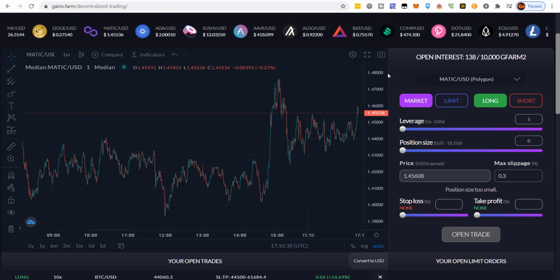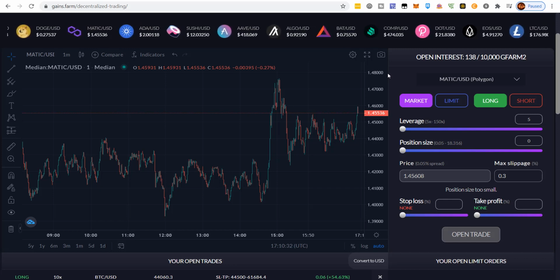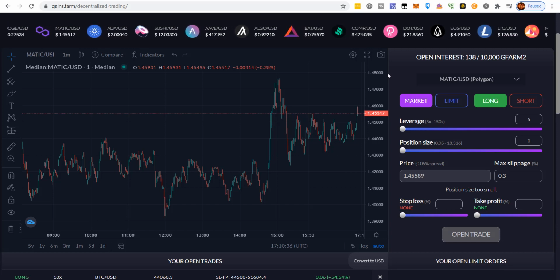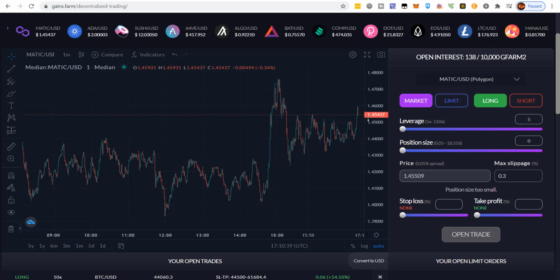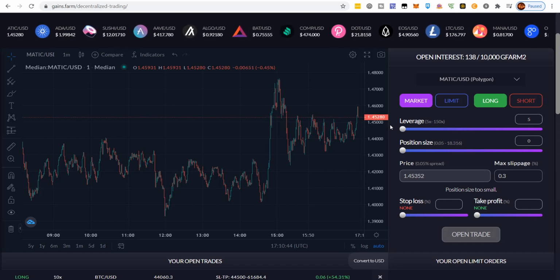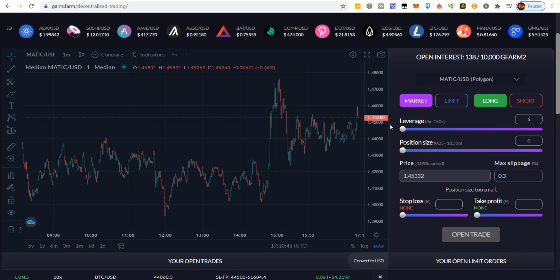If you were literally just trying to use it to buy an underlying asset, you can't do that. You're buying GFarm, and the GFarm is basically tracking the price, and your profits are going to be taken in the GFarm token. But that's also why it's able to stay decentralized. It's also why you don't use KYC AML. There's a lot of positives to that.